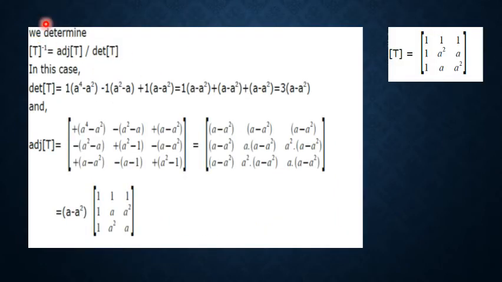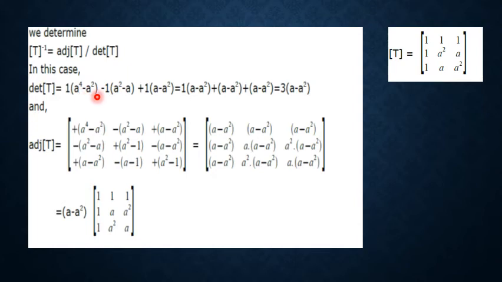As we know, the inverse of any matrix equals the adjoint of the matrix divided by the determinant of the matrix T. Here the T matrix is as we considered, so first we need to find the determinant of T. The determinant is found by taking the first row and first column value, 1, times the cross multiplication of the remaining values, minus the cross multiplication of the other two. So 1 into a square into a square minus a into a, which means 1 into a to the 4 minus a square.